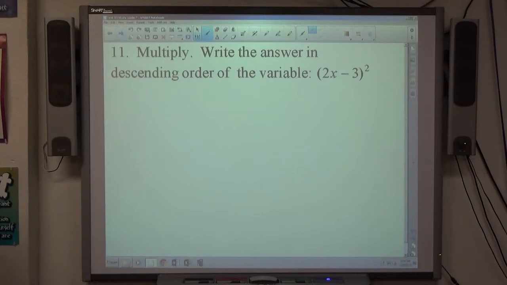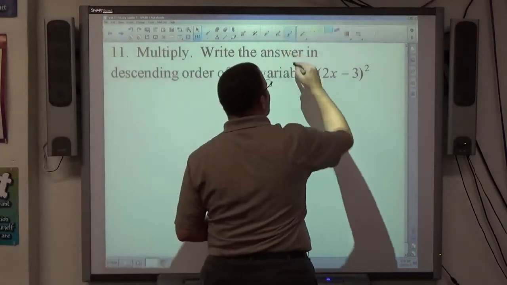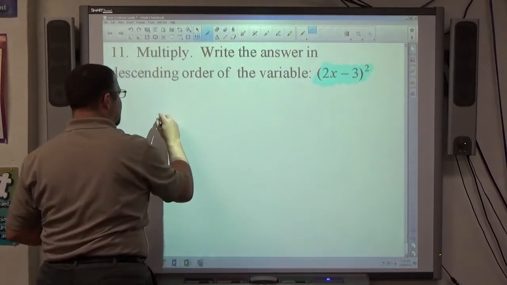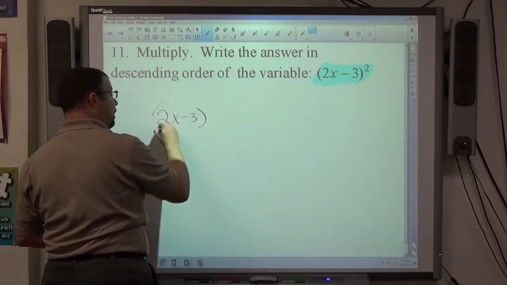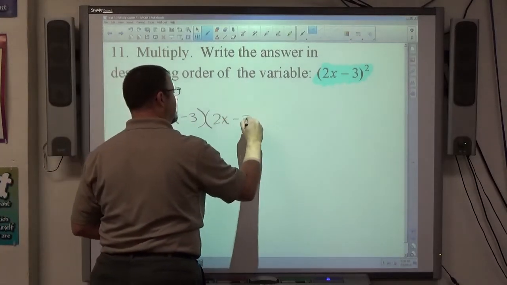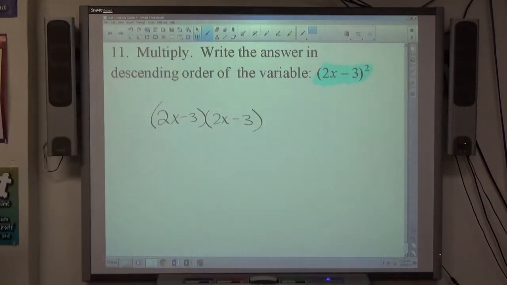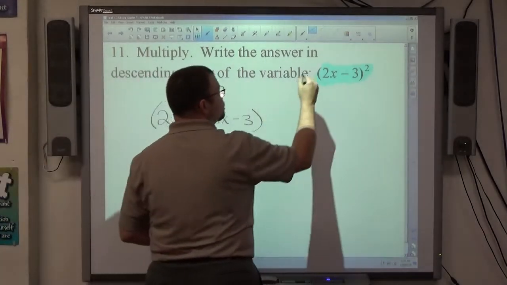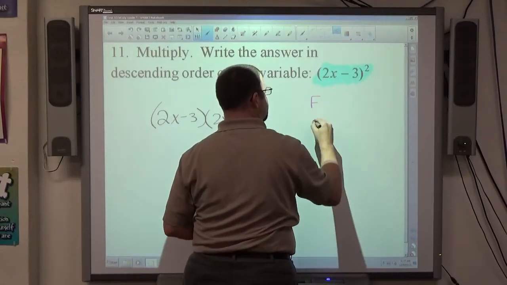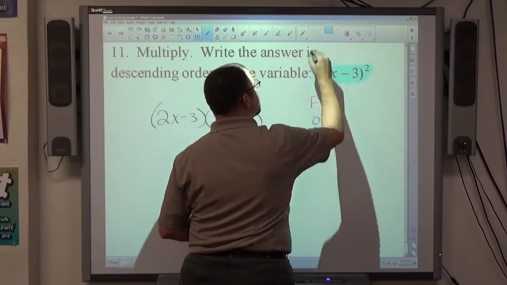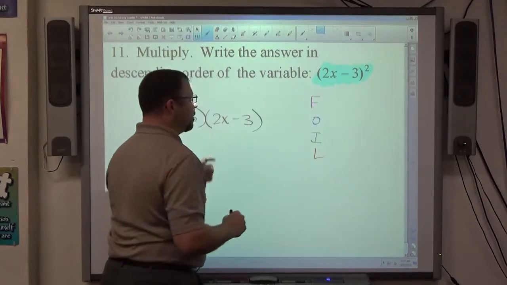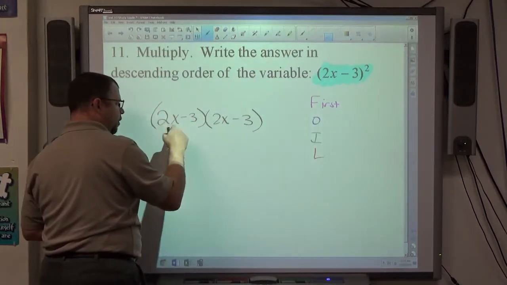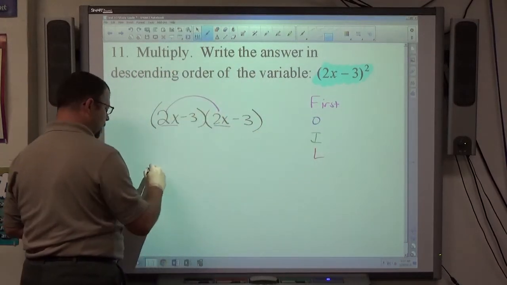Number 11, multiply. And keep in mind, if we're multiplying a binomial to a power, what that truly means is that 2x minus 3, what's being squared, is being multiplied by itself. And if 2x minus 3 multiplies by 2x minus 3, if I use FOIL, okay, remember FOIL, F stands for first. First term times first term gets me a product of 4x squared.